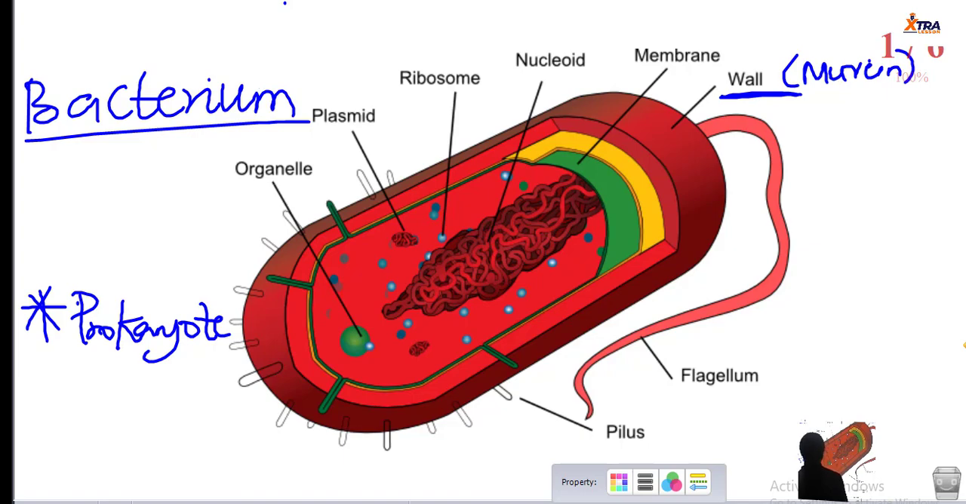Now, what else can we see? In addition to that, it also has a cell membrane, which can sometimes be referred to as the cytoplasmic membrane, or plasma membrane. Now you can see that there's this region in the bacteria which they call the nuclear region. That's where you see the nuclear material, the nucleus.